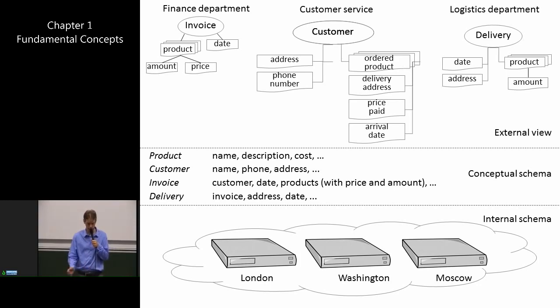So here you can see that certain information is stored in London, in Washington, and Moscow to make sure that from an international, worldwide perspective, we can have fast access to the data. Here at the external view level, you're going to see the information as it is being offered to some of the departments and tailored towards their needs. So we're going to have some information tailored towards the needs of the finance department, that particularly relates to invoicing information where we need product, amount, price, and date. We're also going to have some information tailored towards the customer service department. Customer service wants information on customers like address, phone number, ordered product, delivery address, and so on. And then we have the logistics department, which will need information particularly pertaining to delivery, date, address, product, and amount.